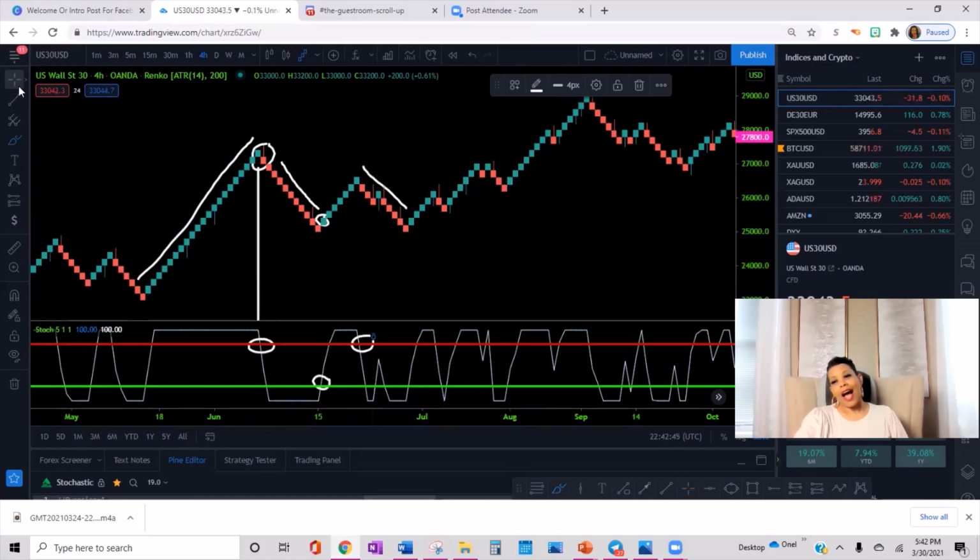Now, I'm going to challenge you all to backtest these indicators. See how they work. See which ones you like the best. So let me go on to my next one.